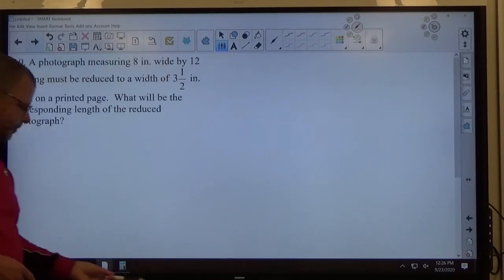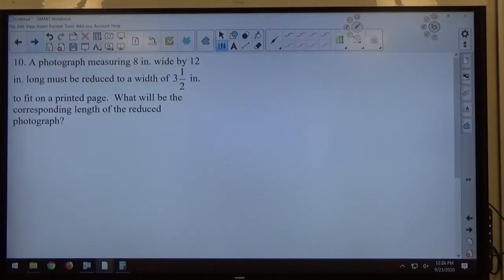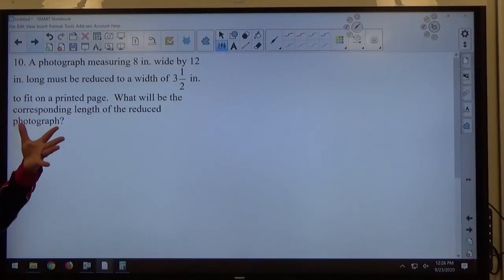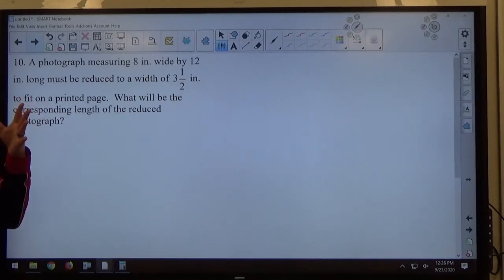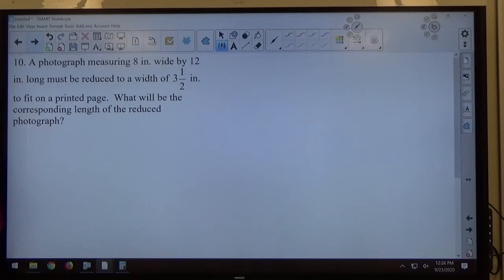Number 10. A photograph measuring 8 inches wide by 12 inches long must be reduced to a width of 3.5 inches to fit on a printed page. What will be the corresponding length of the reduced photograph? So when you change the dimensions of a photograph, unless you want the person to come out looking really super thin or really super large, if you want the person to look the same in the picture, you need to adjust both dimensions the same amount, right, by the same factor.